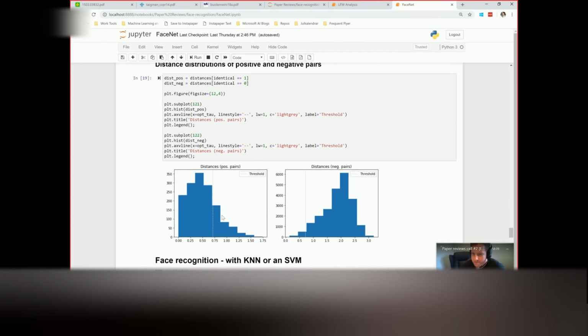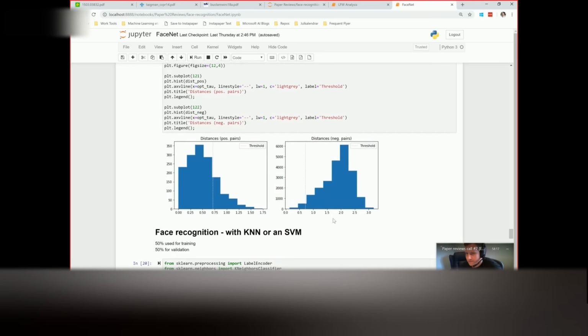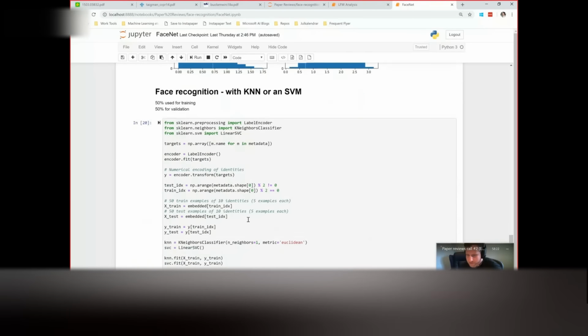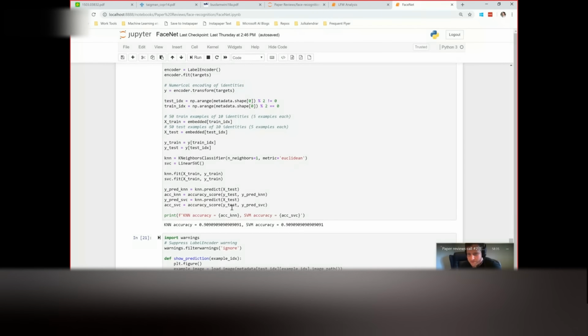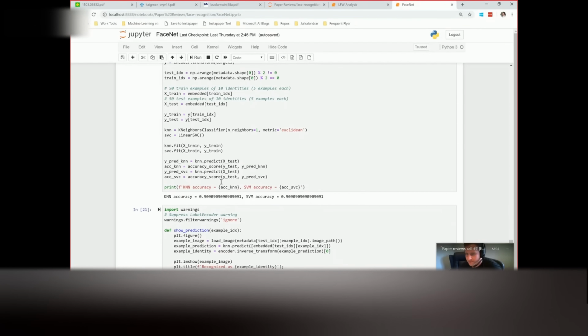And here we'll look at some distributions. For positive pairs, most of the distances are lower than that threshold. For negative pairs, most of the distances are higher than that. We have a few that will fail in here. And for this one, I could have just done a quick search, like I showed in the PowerPoint, but I did a KNN and an SVM classifier, because a KNN classifier is essentially doing the quick search.